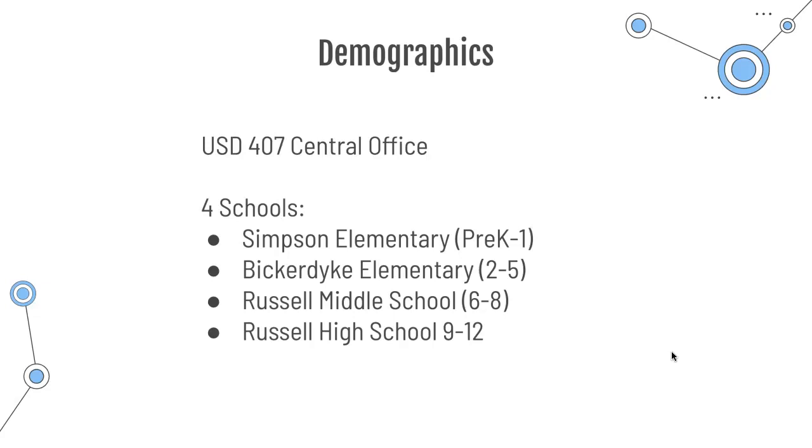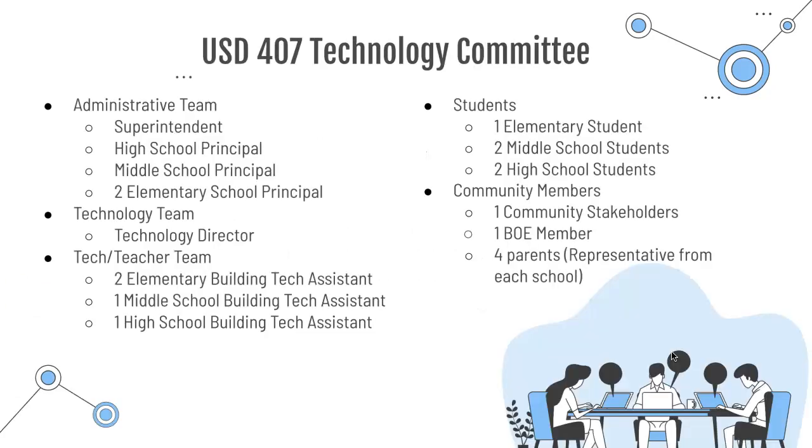We are USD 407. We have a central office. We have 4 schools: Simpson Elementary, which is pre-K till 1st grade; Beekerdike Elementary, which is 2nd to 5th grade; Russell Middle School, which is 6 to 8; and Russell High School, which is 9 to 12.